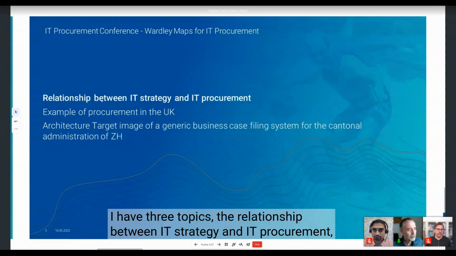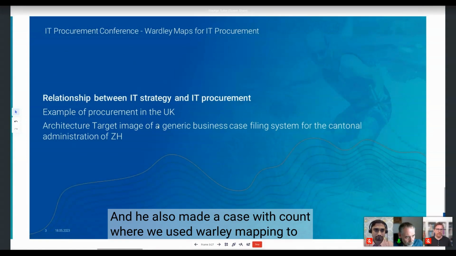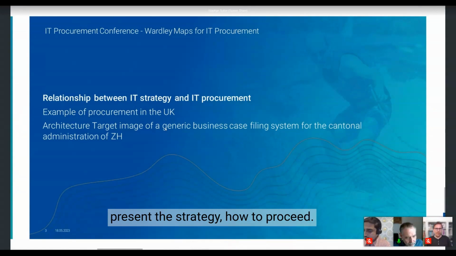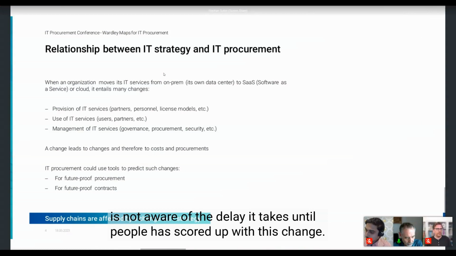I have three topics: the relationship between IT strategy and IT procurement, and the example of Simon Wardley. And he also made a case with Canton Zurich, where we used Wardley mapping to present the strategy, how to proceed. The main problem I see with IT strategy is that it's too often changed and that people are not aware of the delay it takes until people have caught up with this change.